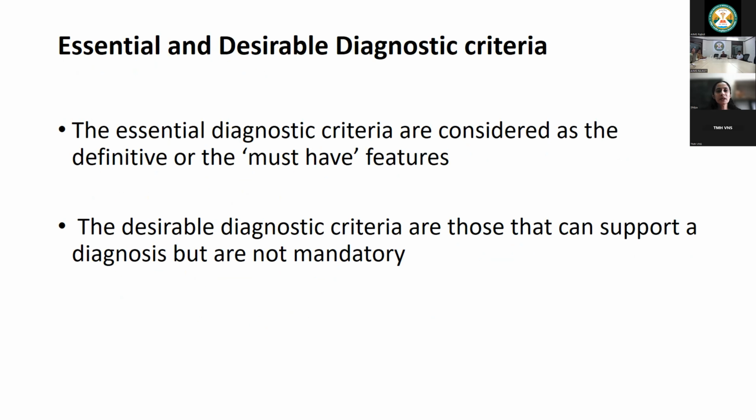The other very important change that the WHO has brought about is they have introduced what are called essential and desirable diagnostic criteria. Essential diagnostic criteria means these features must be present to call a particular tumor type of the WHO. Whereas the desirable diagnostic criteria are something which, if present, will help us make the diagnosis, but their absence does not exclude the diagnosis.